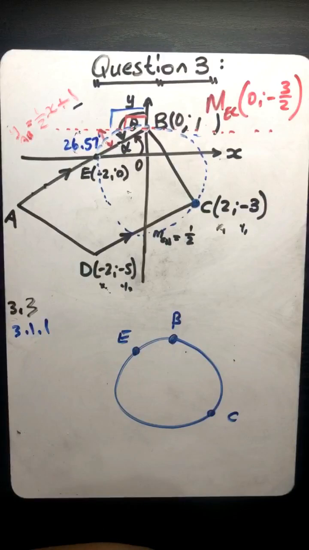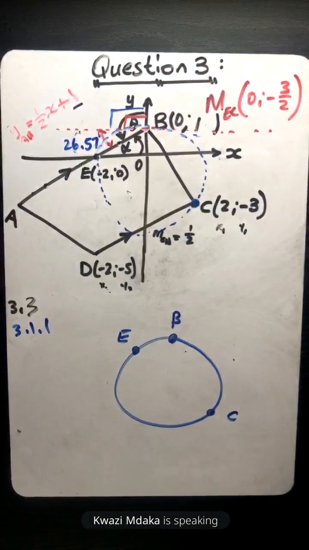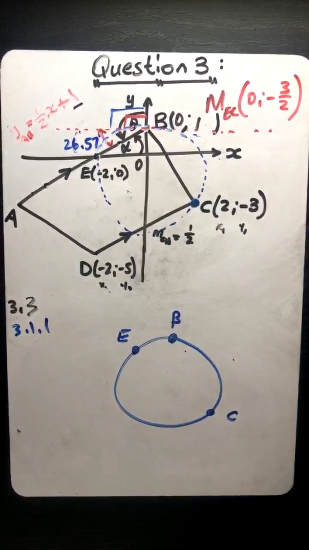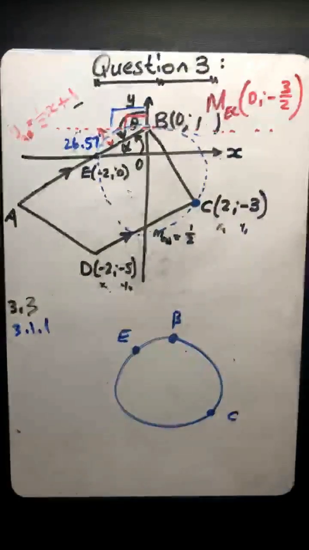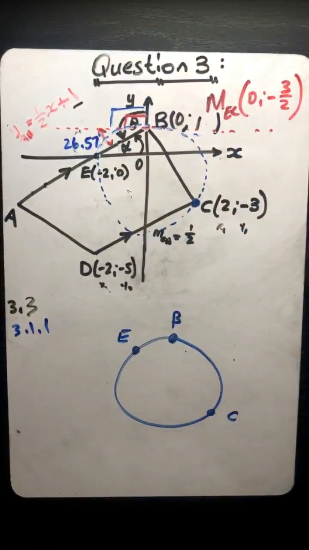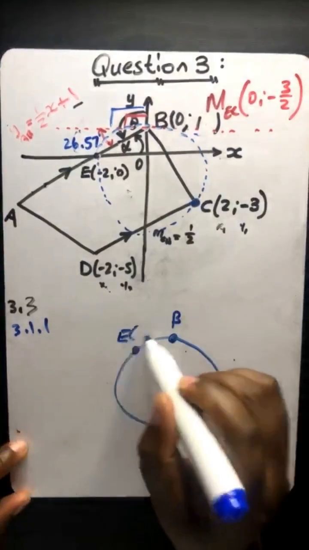Sir, let me give it a try. Since we have the coordinates of, let's say, E and C, I think we can use the formula with R, where R squared is equal to x squared plus y squared. I think we can use that to find the center, because we are given the coordinates of the points.